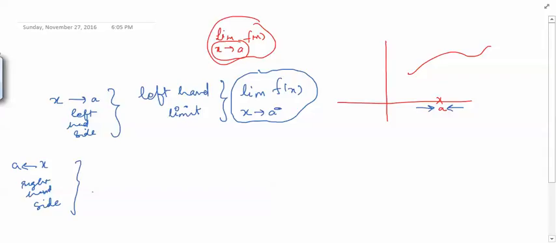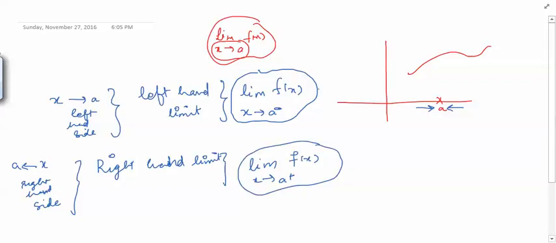in that case we call that limit the right hand limit, and we denote it as lim x tending to a. We put a positive sign to show that x is approaching a from the positive side. So this is your left hand limit and this is your right hand limit.